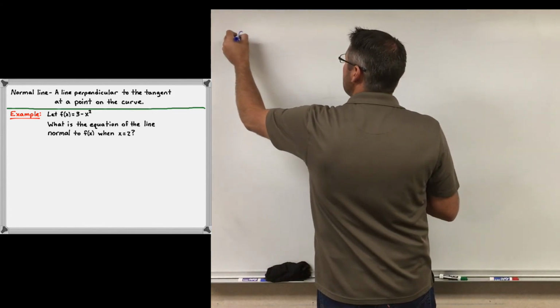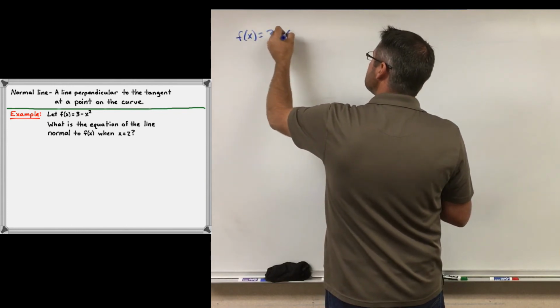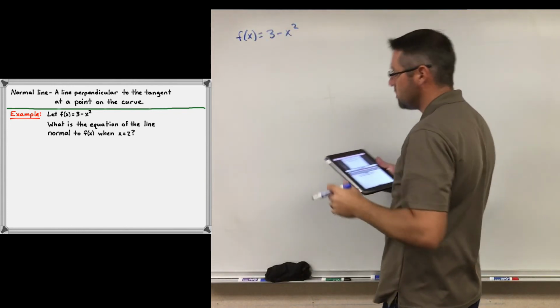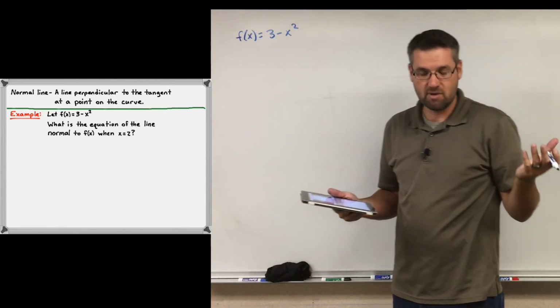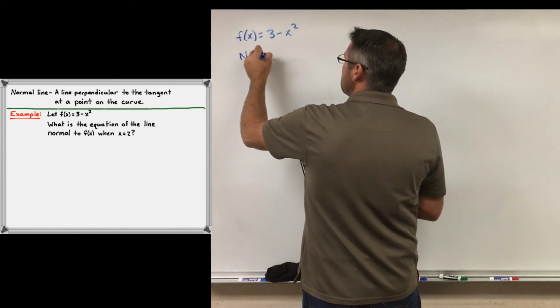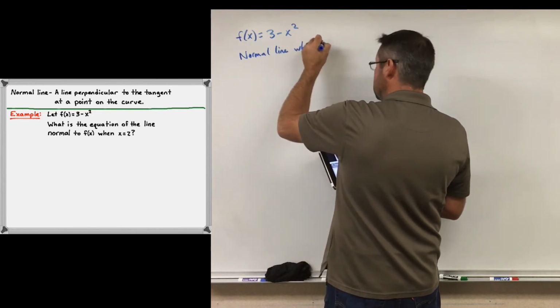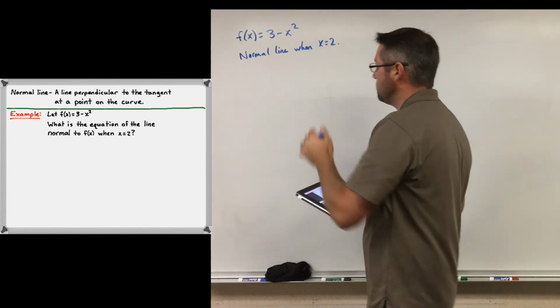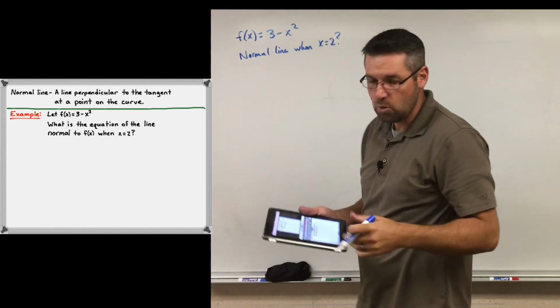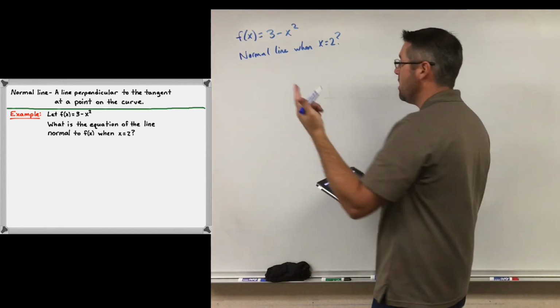So we know that f of x is equal to 3 minus x squared. Now, that's just written in a weird form. It could be negative x squared plus 3. That's fine. But we are looking for the normal line when x equals 2. That's the question. Well, again, we need two things. To find a line, the equation of a line, we need a point and a slope.